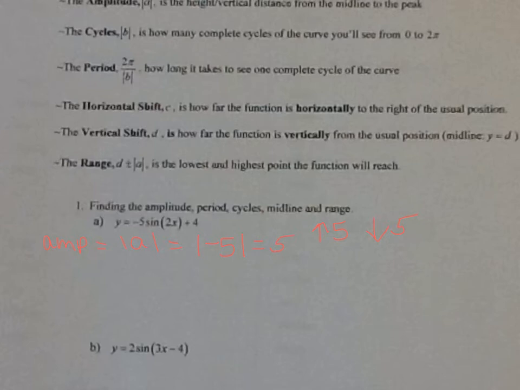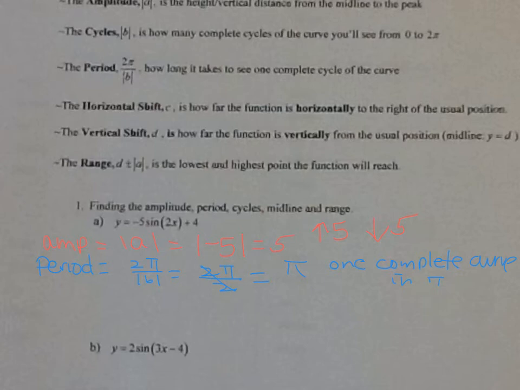All right, the next thing we want to find is the period. The period is 2 pi over the absolute value of B. So that's 2 pi over, B is the number that's in front of X, which is 2. So those reduce out. So my period is pi. Now remember, period means how long it takes to see one complete curve. So we will see one complete curve in pi. So every pi, every interval of pi, we'll see one complete curve.